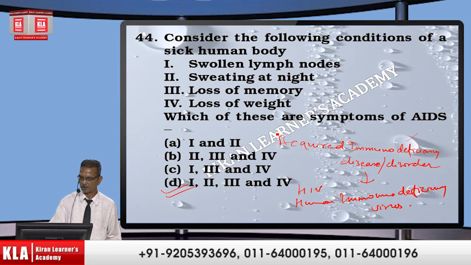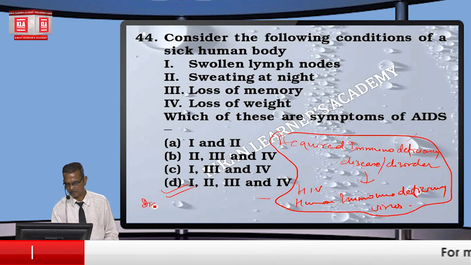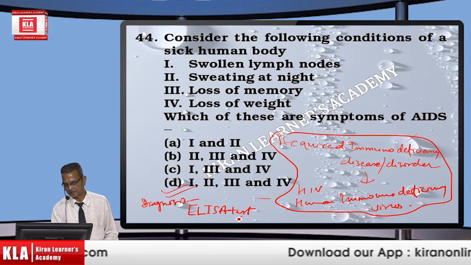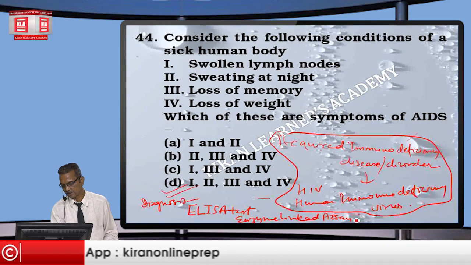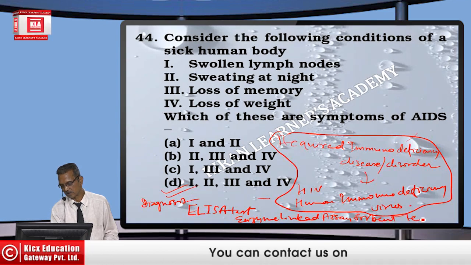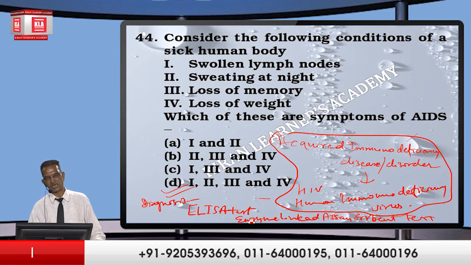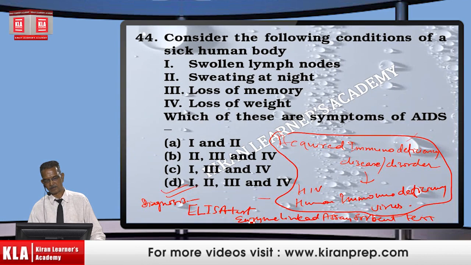And for your information, the diagnosis of whether a person is suffering from AIDS or not is done by a test called the ELISA test, which is enzyme linked immunosorbent assay test. ELISA test. HIV is the causative agent, and acquired immunodeficiency syndrome is the disease. Right?